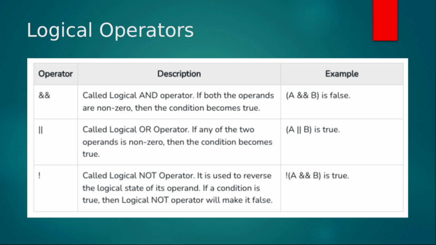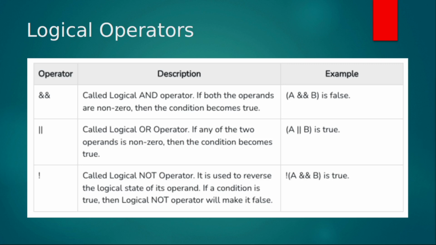The double pipe, which is a logical OR: if any of the two operands evaluates to true, then the condition becomes true. If both of them evaluate to false, then the condition becomes false.